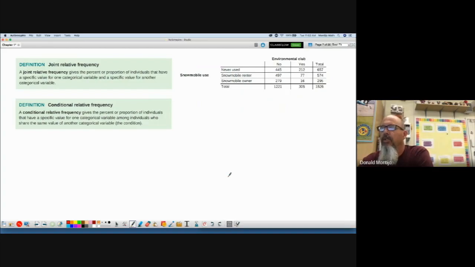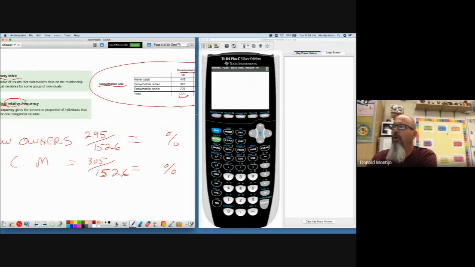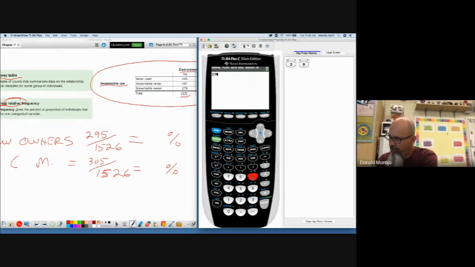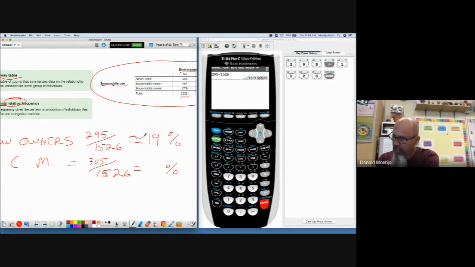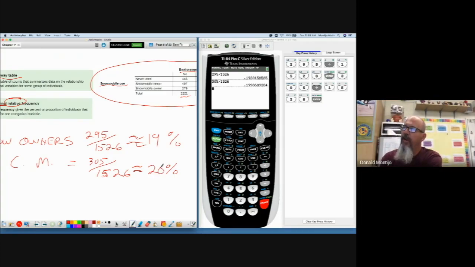Okay. Because remember this word relative says percents. So I should be consistent and convert these to a percent because I see the word relative. So 295 divided by 1526 tells me, oh, around 19.3%. So we'll say approximately 19% of people own snowmobiles. 305 divided by 1526 tells me, oh, approximately 20% of the people are members of the environmental club. So relative tells us percent. It doesn't tell us a count as to how many there are. It tells us what percent of the total are in that category.